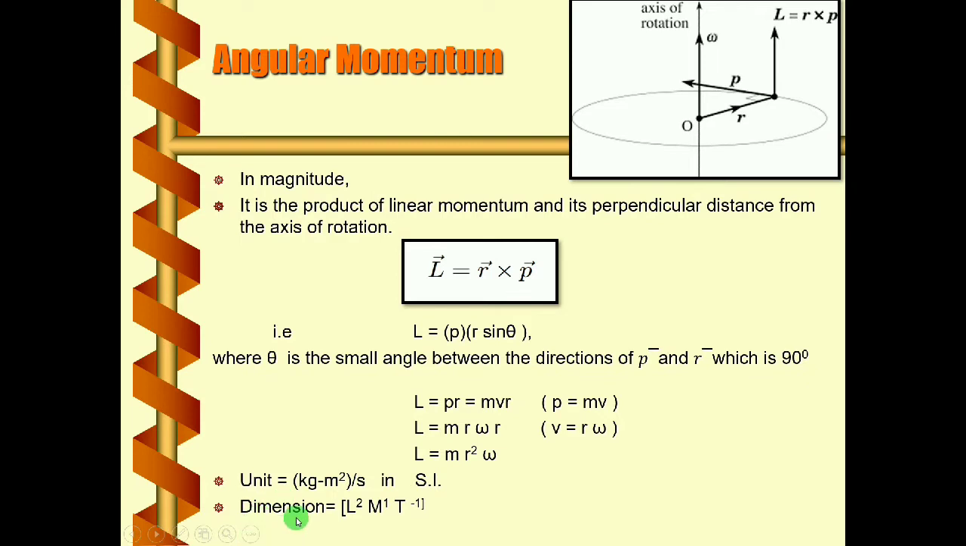What about the dimension now? Seeing this SI unit, you can write the dimension. As we have meter square, we write L2. For kilogram, I write M1. Per second, I write T raised to minus 1. So the dimension is L2 M1 T minus 1.